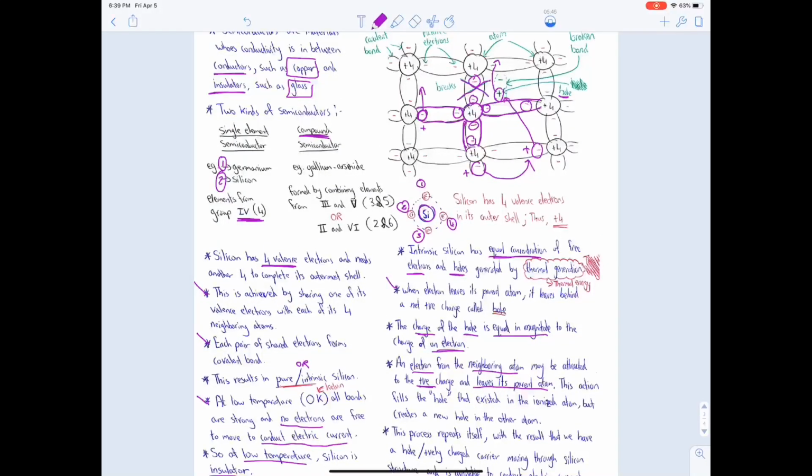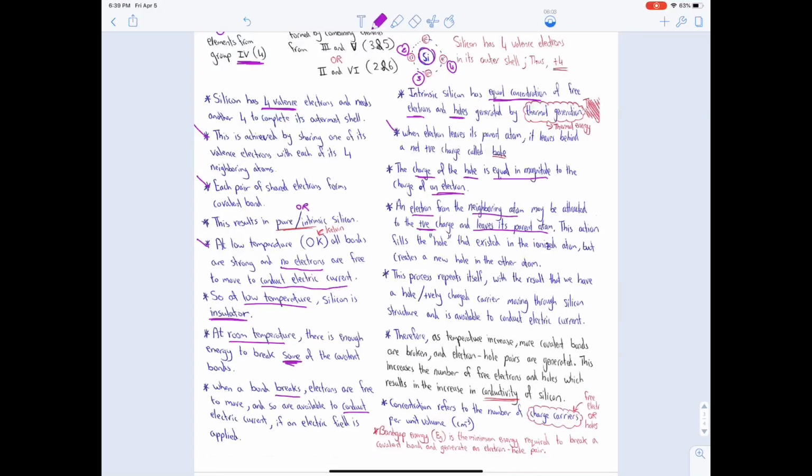As I said before, when an electron leaves its parent atom, an electron gets attracted to this hole. Now, it leaves behind what? Again, a positive hole, which attracts another electron from another atom. Now, this process repeats itself, with the result that we have a positively charged carrier moving through the silicon and available to conduct electric current.